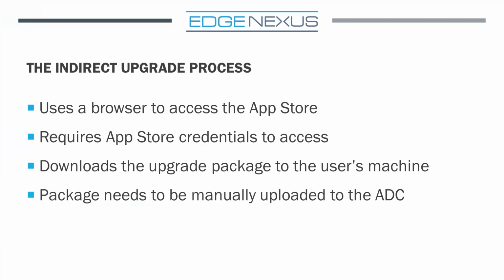The second upgrade method requires you to connect to the EdgeNexus App Store and download the upgrade file. Having the license ID and machine ID available is a prerequisite for this method. The license ID and machine ID are available from the top of the software page, accessed from the Advanced option in the navigator. Open an internet browser and navigate to the EdgeNexus App Store. You will require the ADC's machine ID and license ID to download the software.